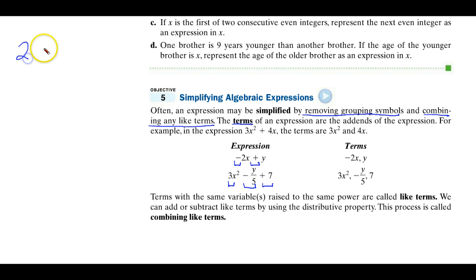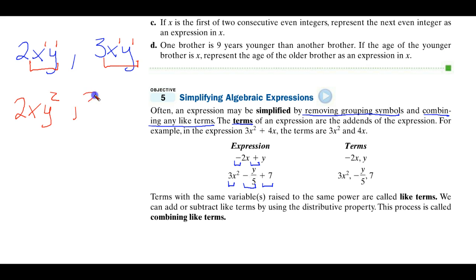Now, what is a like term? Well, if you have 2xy and 3xy, the variable portions of these are the same, and the exponents to which they're raised are the same, then they are like terms. So we'd have something like this, as these are like terms. Now if you had something like 2xy squared and 3x squared y, you might say they have the same variables, but the exponents are different. These are not like terms.